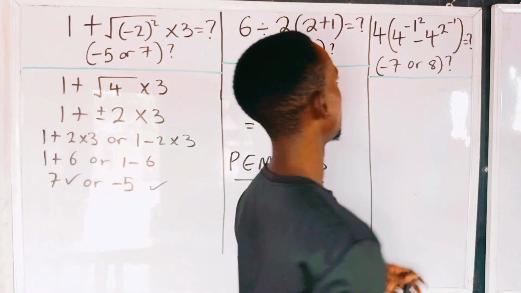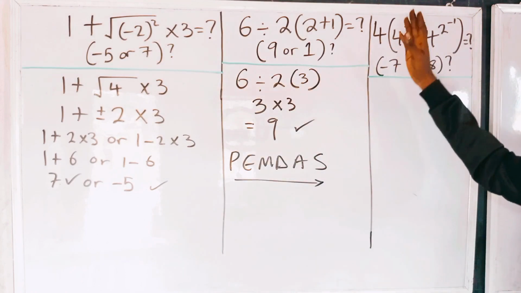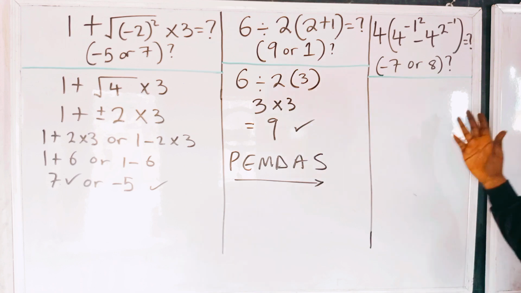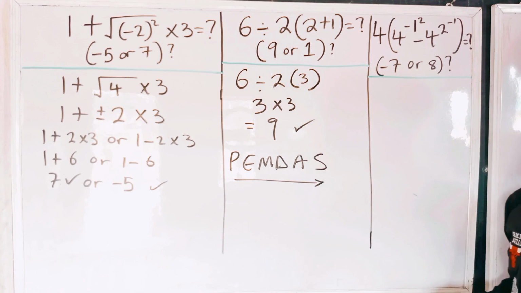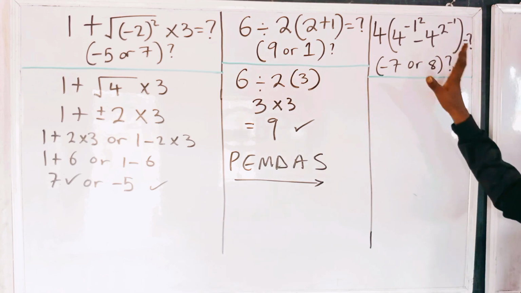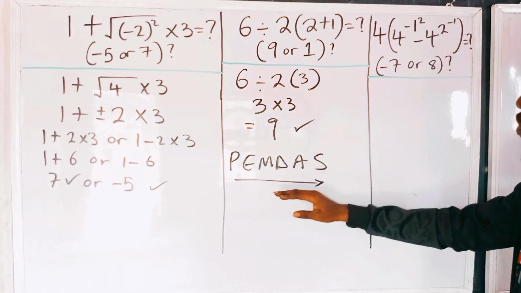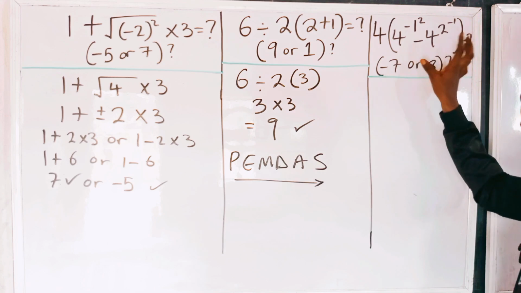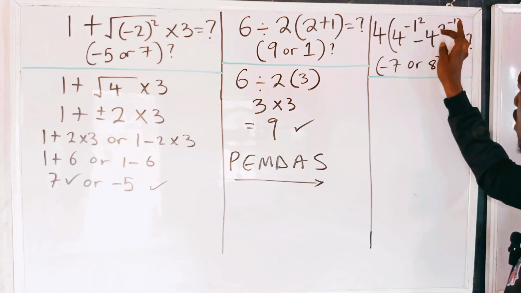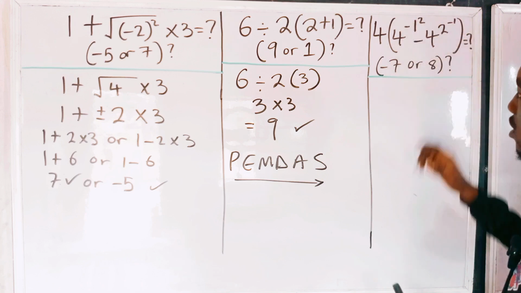Now, this last question here says 4 into bracket 4 minus 1 squared, minus 4 to the power of negative 1. Is it negative 7 or 8? What is going to be our answer here? Well, this one is actually very simple. We are going to simplify the bracket first, okay? Parentheses, we simplify it first. Then inside this parentheses also we have exponents. So let us simplify the exponents, okay?